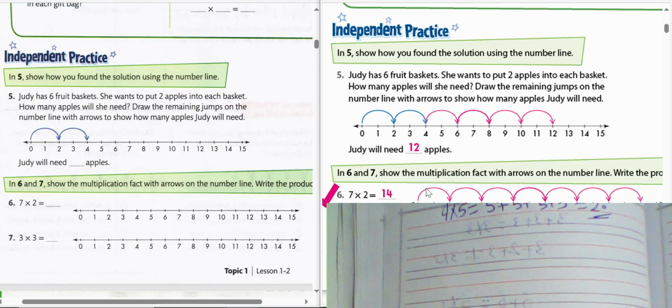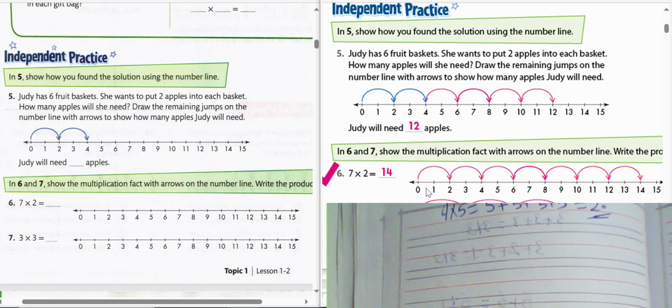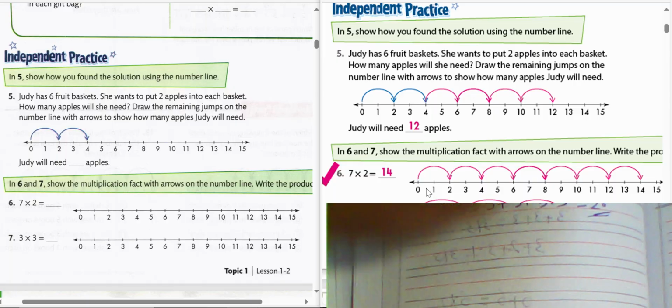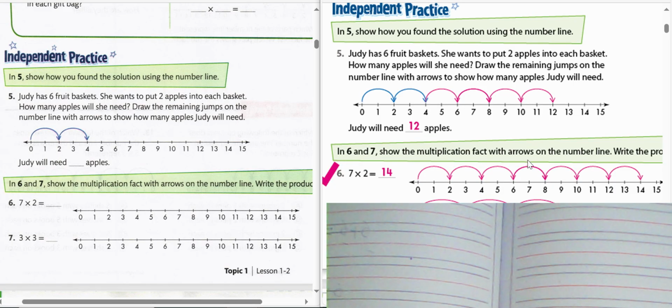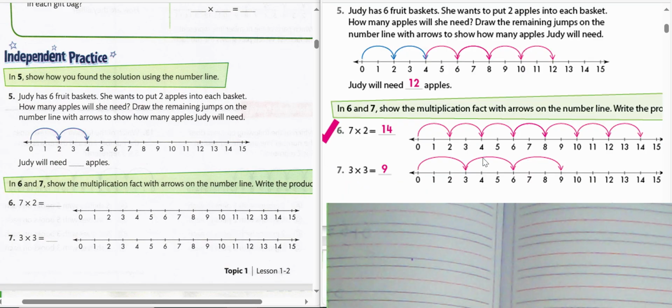And what about 7 times 2? 2 times 7 equals 14. Start from 0 going to 2, 4, 6, 8, 10, 12, 14. Skip count by 2 to find the answer. And 3 times 3, start from 0 going to 3. The repeating 1, 2, 3. The answer will be 9. 3 times 3 equals 9.